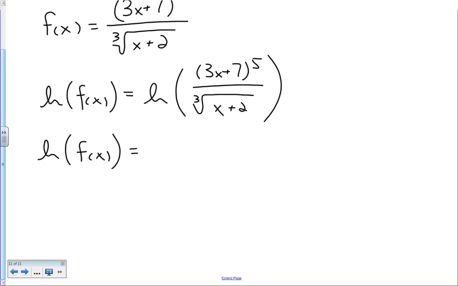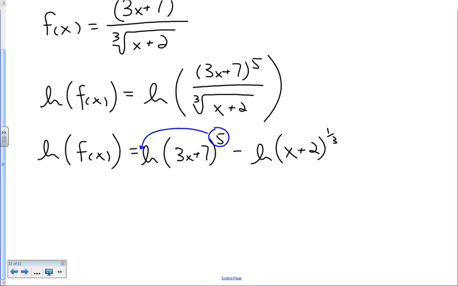If I have the log of a quotient, which is what I've got here, I can rewrite that as the difference of logs. So I can rewrite this as the natural log of 3x plus 7 to the 5th power minus the natural log. Now, I'm going to rewrite this as a power here again because that's what I want to eventually have this as, but the cubed root of x plus 2 is the same as x plus 2 to the 1/3 power. So that's how I'm going to write it, x plus 2 to the 1/3 power. And even in this form, that wouldn't be too bad to work with, but however, I have a property here that says that if I've got the log of a power, I can bring that exponent out front. I've got that twice here. I'm going to use that property first.